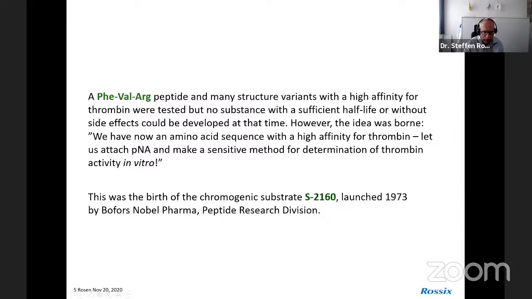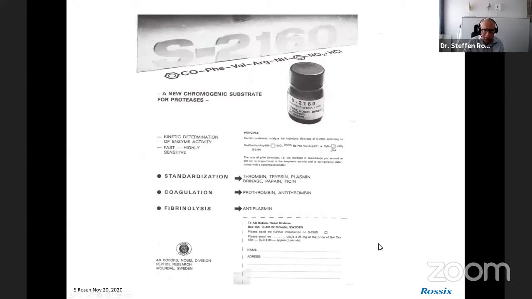And this was the birth of the first chromogenic substrate, S-2160, launched in 1973 by the Bofors Nobel Pharma Peptide Research Division. And this is a photo of one of the advertisements in Thrombosis and Haemostasis back in 1973. You can see this was the Bofors company advertisement.